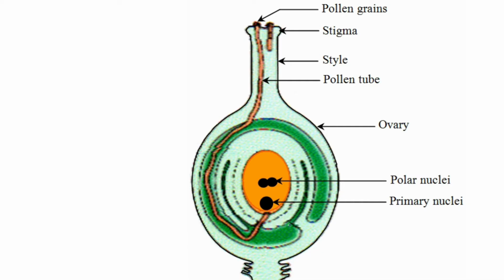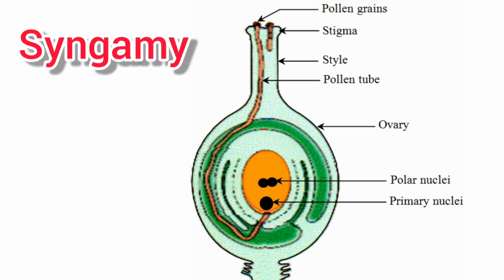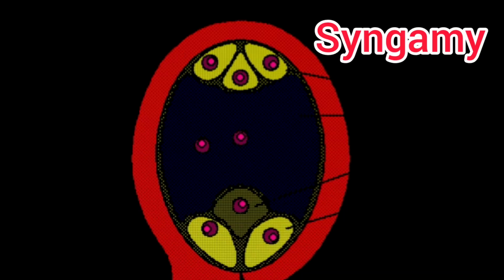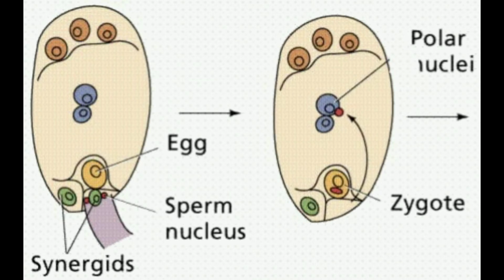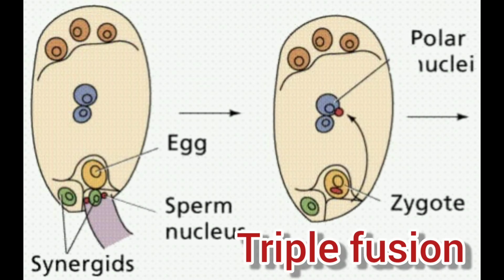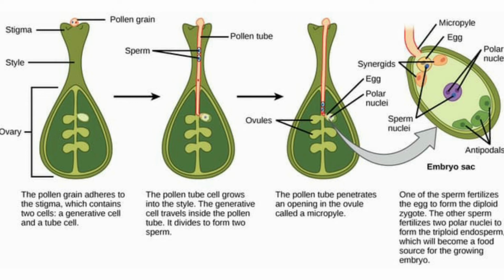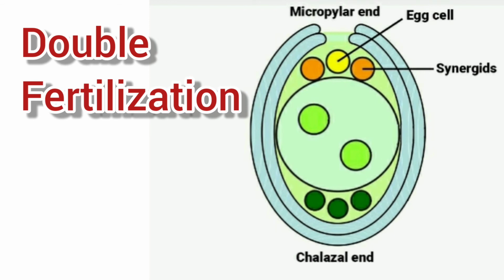One of the male gametes fuses with the egg to form the zygote. This fusion of the male gamete with the egg to form a zygote is called syngamy. Now what about the other male gamete? The other male gamete fuses with the 2 polar nuclei to form endosperm. This fusion of one male gamete with two polar nuclei is called triple fusion, because here three cells are fused, one male gamete and two polar nuclei. In the ovary, two fusions take place, one is syngamy, another is triple fusion. So this process is called double fertilization.